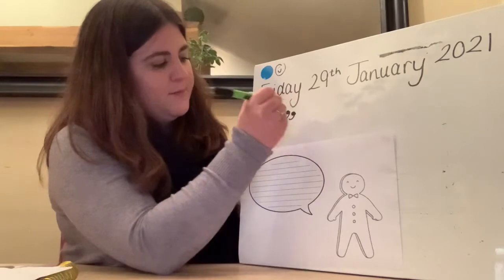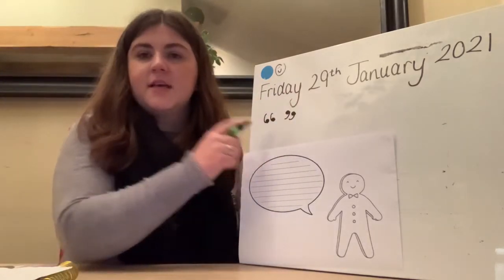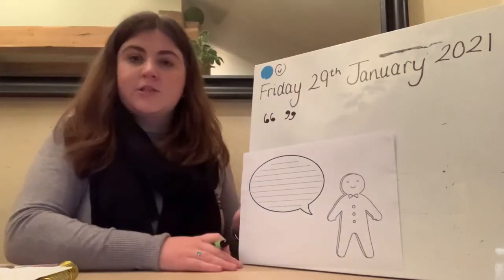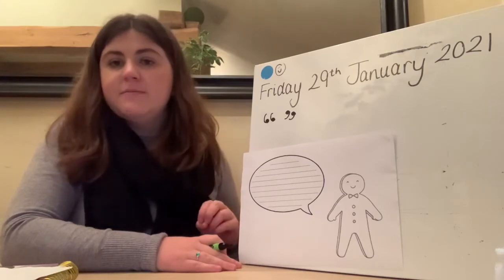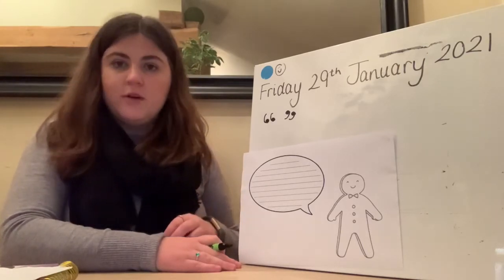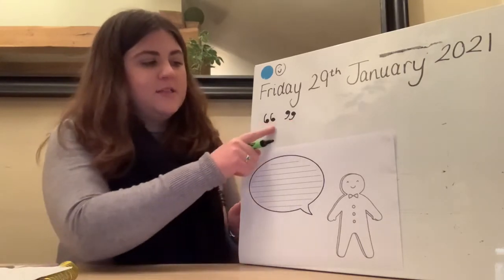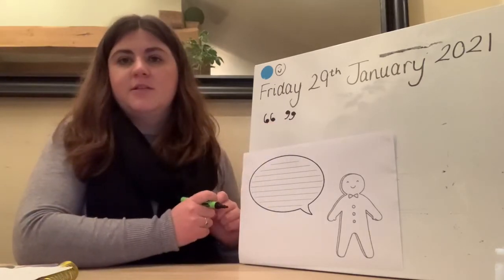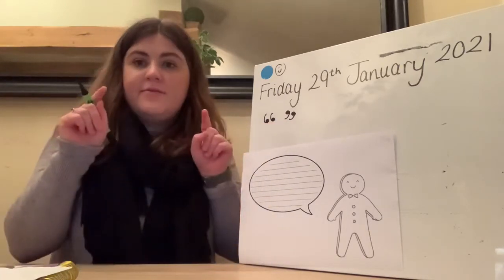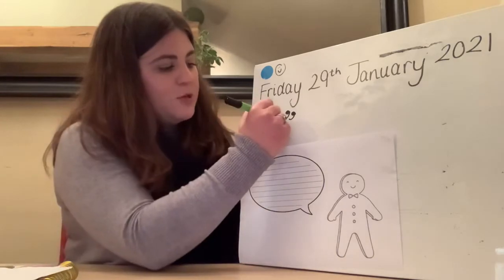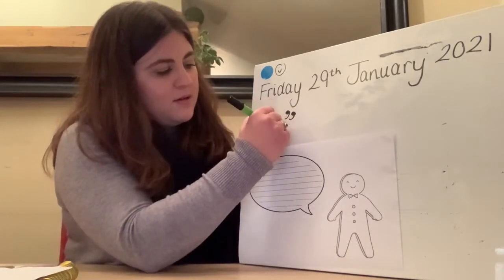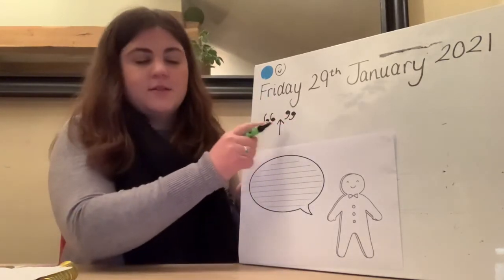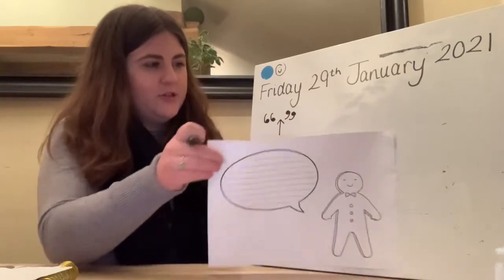These are called speech marks, and you might have seen these marks in a storybook that you've read, or in a reading book that you've read that's got someone talking in it. And these special marks tell you that somebody is talking. And the bit that they are saying is in between these two marks.